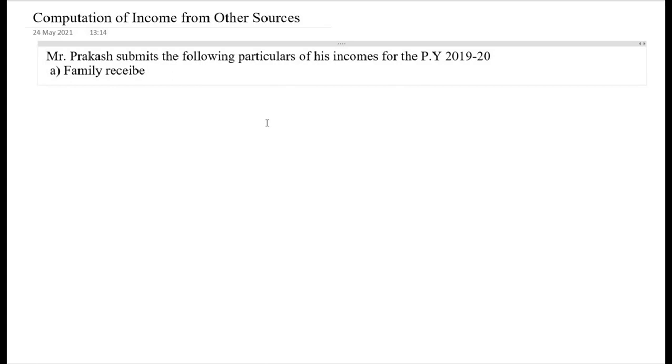Family pension received from Government of Karnataka, rupees 30,000. Royalty received from the publisher, rupees 50,000. He spent rupees 5,000 on books, stationery, typing, etc. during the year.